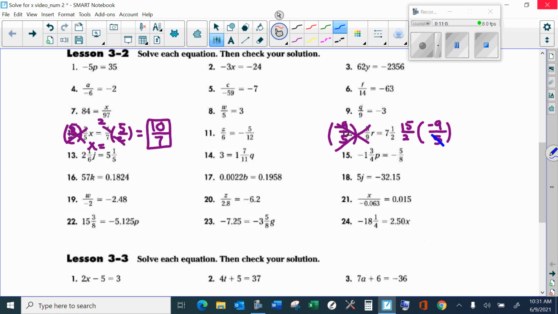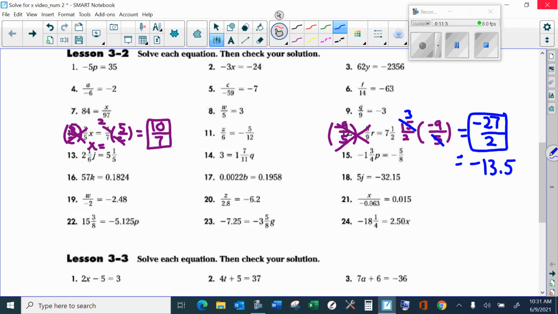Notice 5, cancel the 5 once, 5 goes into 15 3 times. There's no vertical canceling with 3 and 2, and there's no cross canceling with 2 and -9. So now I just multiply straight across. 3 times -9 is -27, and 2 times 1 is 2. So you can leave it as -27 halves, that's how you pronounce that, or -13.5. If you put it in your calculator, it's going to give you -13.5.